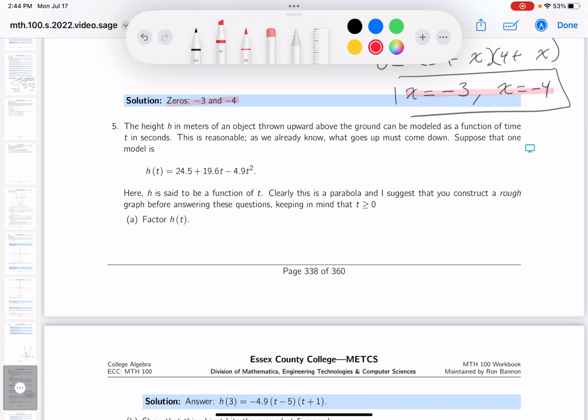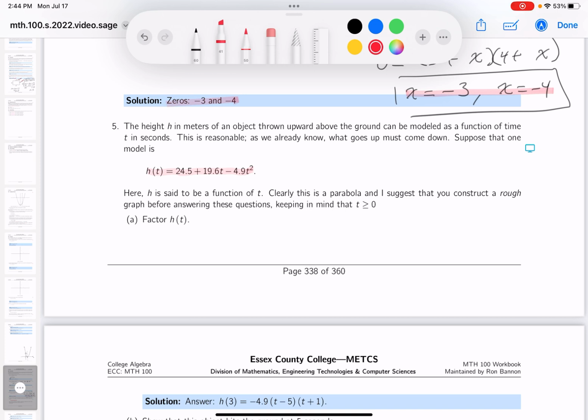Yeah, it's reasonable. Suppose that one model is this one over here. And this is a model. Not terribly accurate, but it's good enough. It's a model. And you may not like the numbers, and I realize that. A lot of people look at this and say, why are you giving me these numbers over here? But it's important you have numbers, you see that.